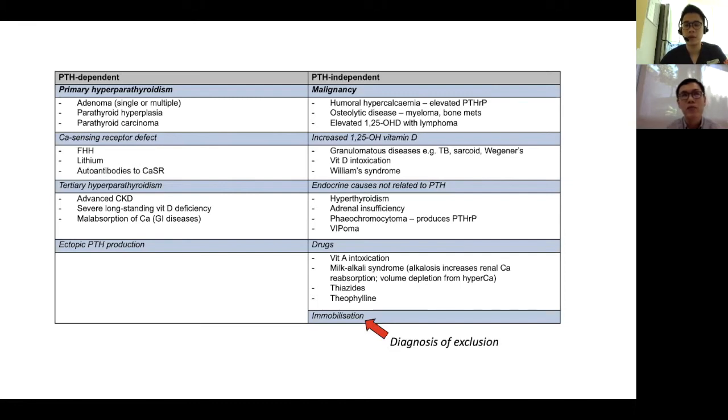I think in my experience, I've probably seen only 2 patients who had this, and they were both very critically unwell, bedbound for a prolonged period of time, and so on. So we still have to make sure we are not missing out on another cause of hypercalcemia.